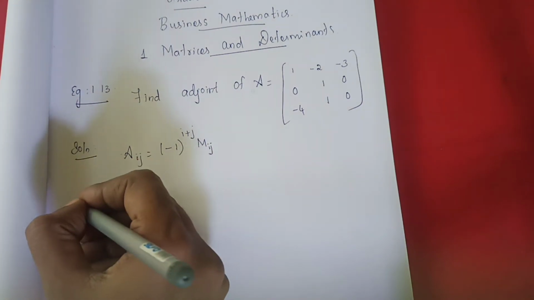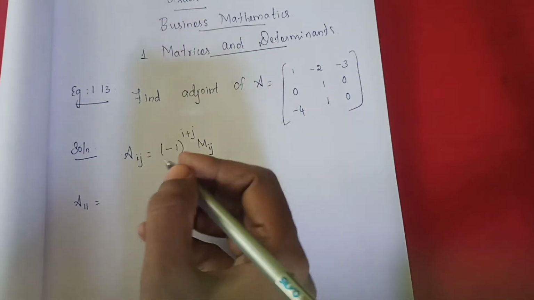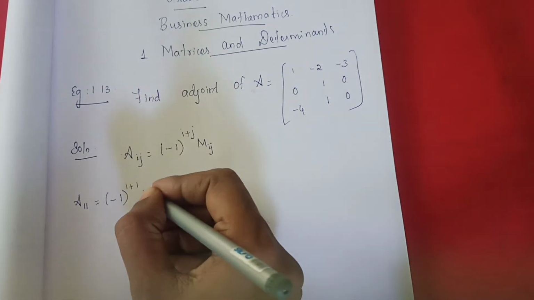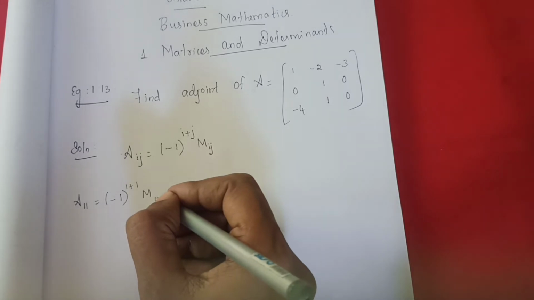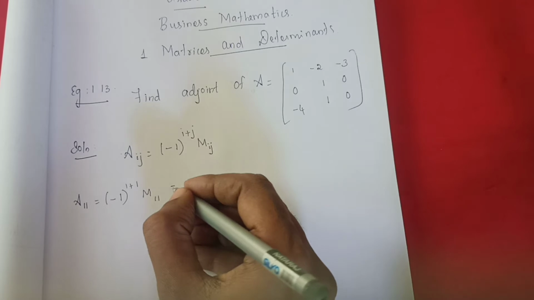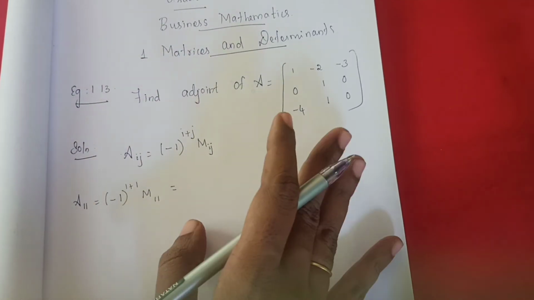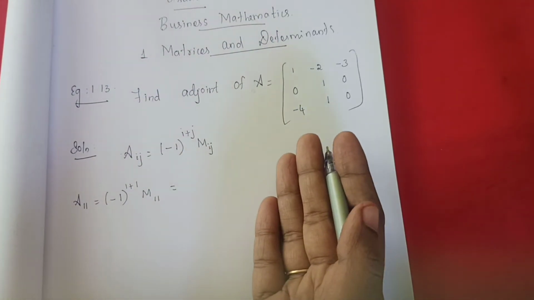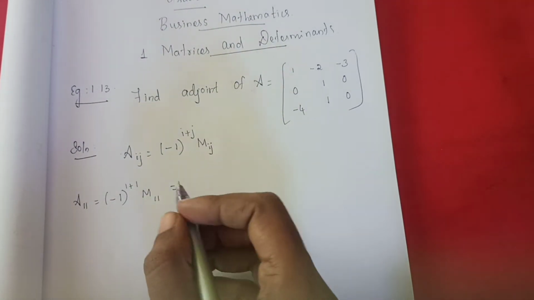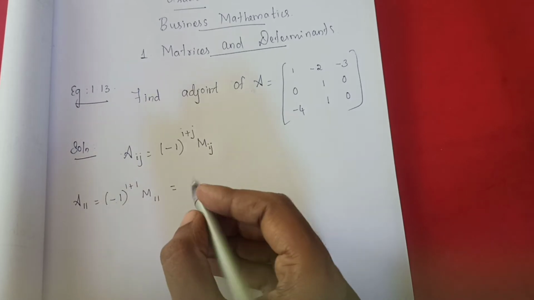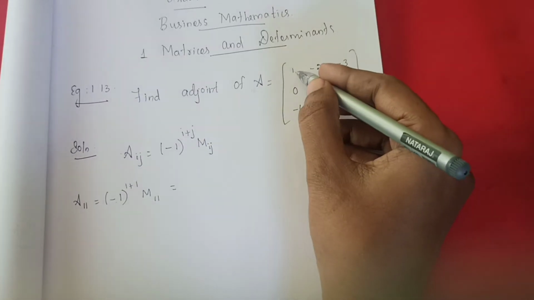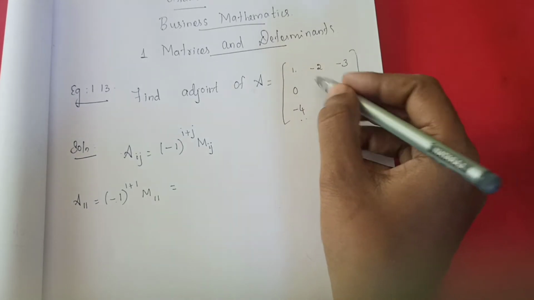First we need to find A11. A11 means minus 1 the whole power 1 plus 1 into Mij, that is M11. We need the M11 value. I am doing it in a single step. Otherwise, if you feel inconvenienced, first find M11, afterwards find the cofactor. Minus 1 the whole power 2 means you will get 1, that is positive. So find out the minor here. This and this will cancel.